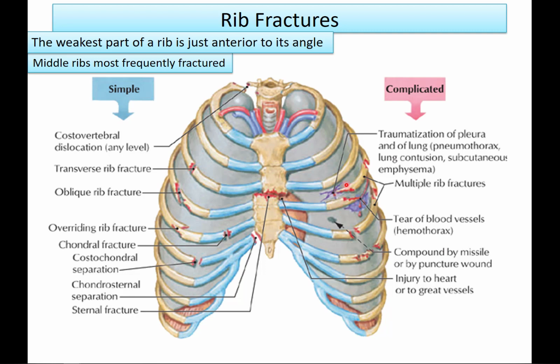More complicated are these fractures over here, for instance, if they also traumatize the pleura and the lung, that can lead to air or blood in the lung. That would be a pneumothorax for air and a hemothorax for blood. You can have multiple rib fractures that can damage the underlying pleura, or of course you could have a compound fracture by a missile, for instance a bullet or something, or a puncture wound.